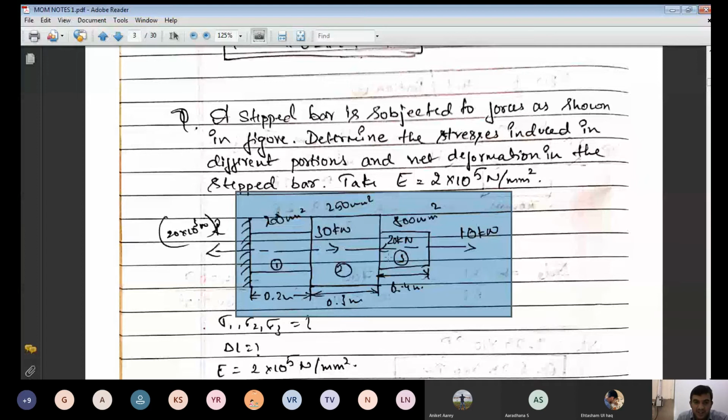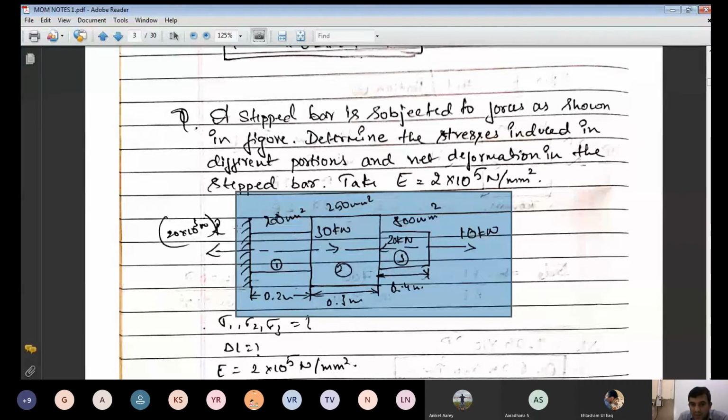Now read out the sketch. Now compare this problem with the previous problem. Here also it is a stepped bar subjected to forces as shown in the figure. Determine stresses induced in different portions. But in the previous problem they did not ask for stresses. They only asked what is the load acting on each portion, or what is the load acting on the bar. Here they asked to determine the stresses induced in each portion and the net deformation, delta L, that you want to calculate.